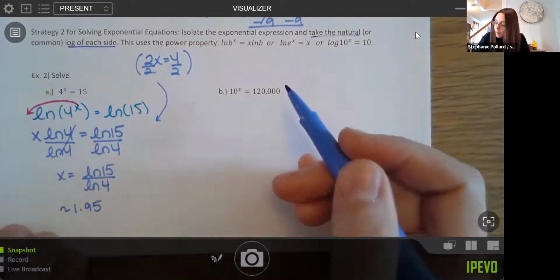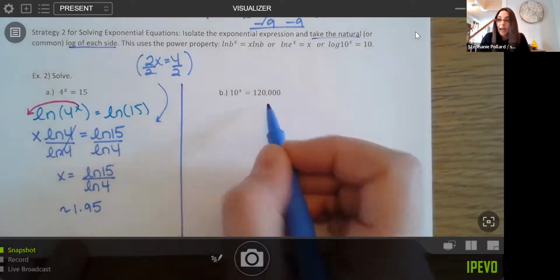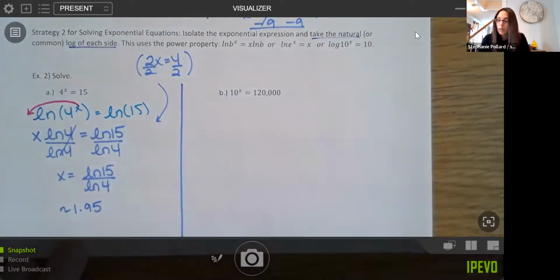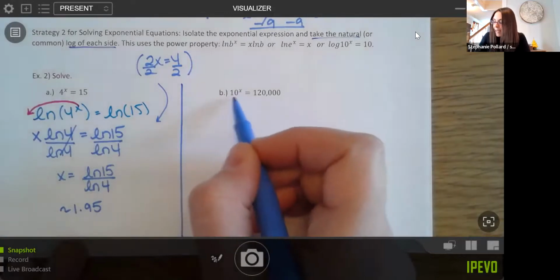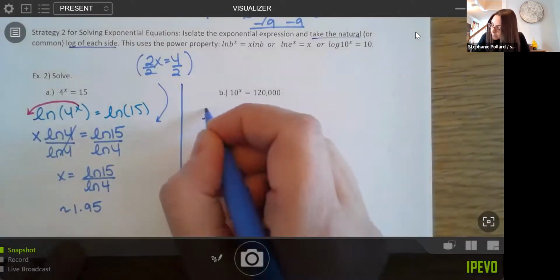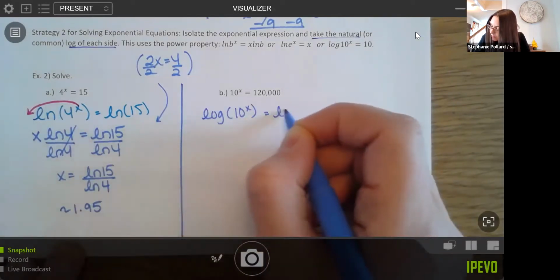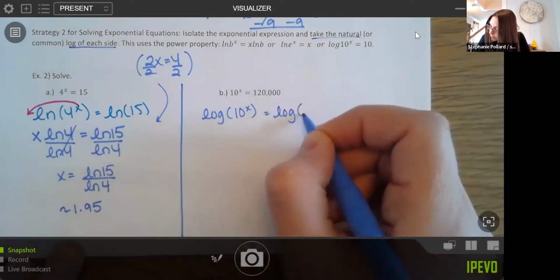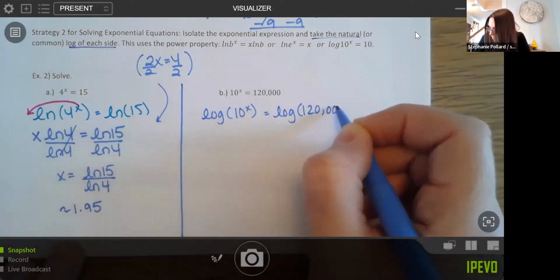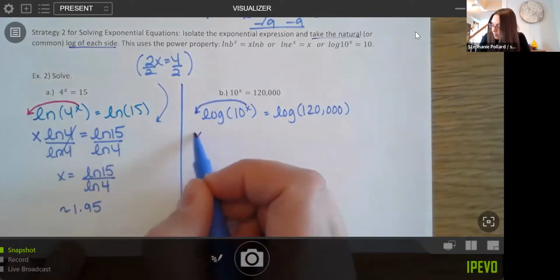All right, let's do another one. Now here, you actually can still take the natural log of both sides if you want to. You're going to get the correct answer. But because I have base 10, this could probably be a better one to use the common log. So I'll take the common log of both sides. And then that's going to allow me to pull that x out front.